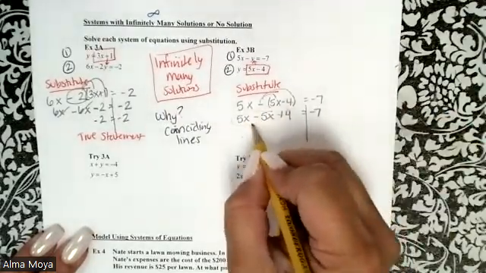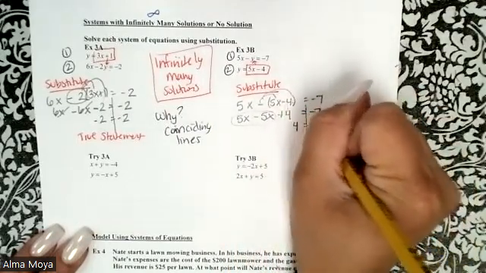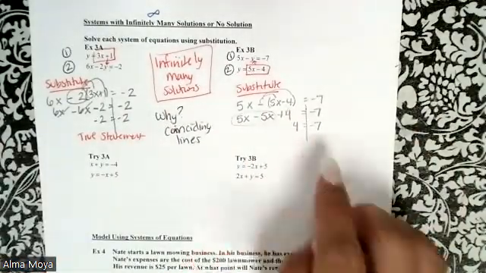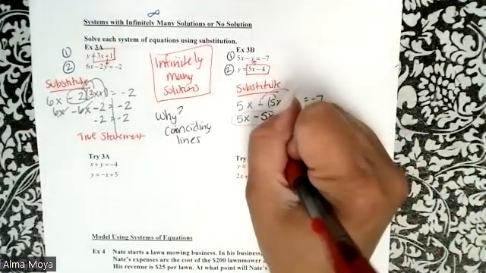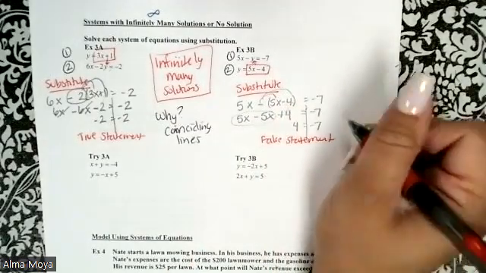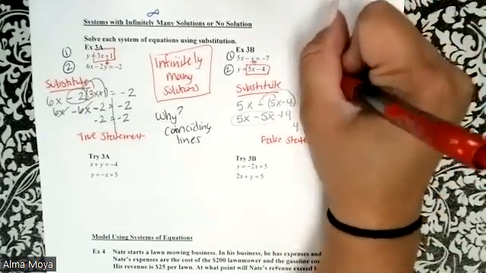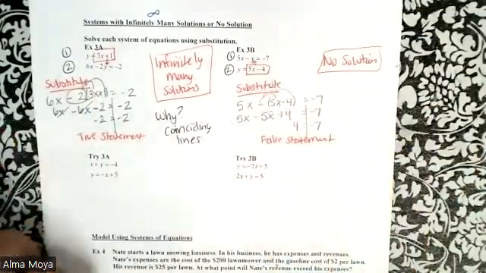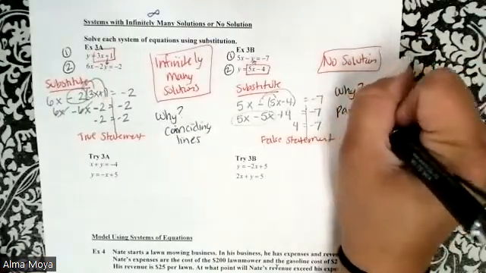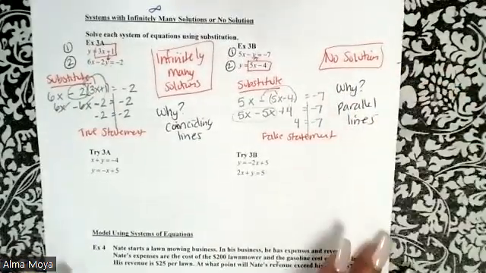When I combine like terms, these two eliminate. 5x minus 5x cancels. And I'm just left with 4 equals negative 7. Well, look, no variables, and does 4 equal negative 7? No, it doesn't. That is a false statement. So because that is a false statement, this is no solution. That means that there's no point where these two graphs will cross. So why is that? That is because the two lines are parallel lines. They have the same slope. So they'll never cross each other.